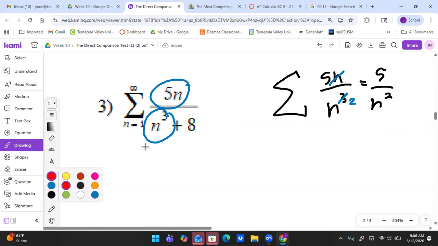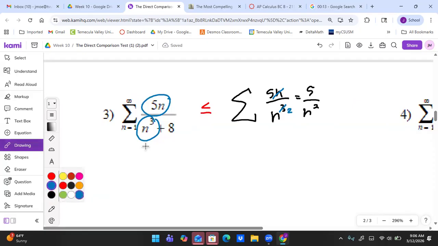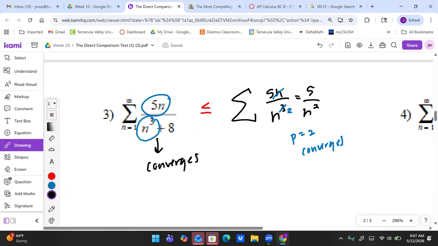Which one's bigger? N cubed is bigger than n squared, so therefore our original series will be the smaller one. Now let's do the P series test. P equals 2 converges. Okay, if the bigger series converges, will that force the little one to also converge? Are you visualizing the airplanes in your mind? It works. That does work. So this guy also converges.